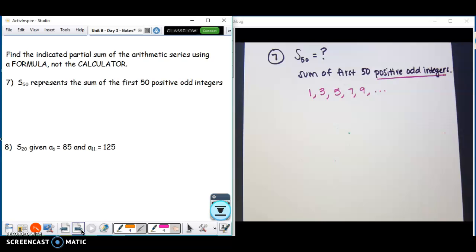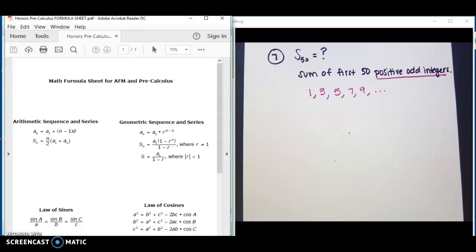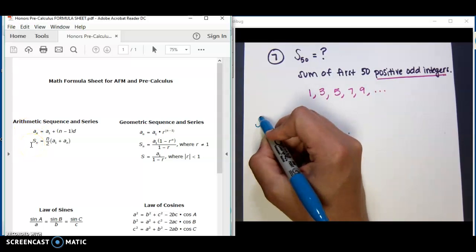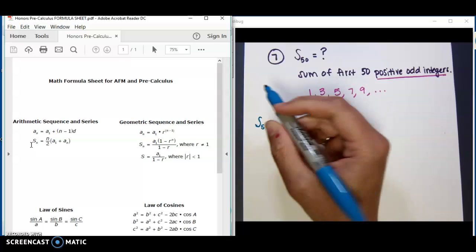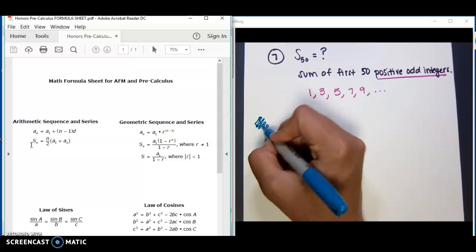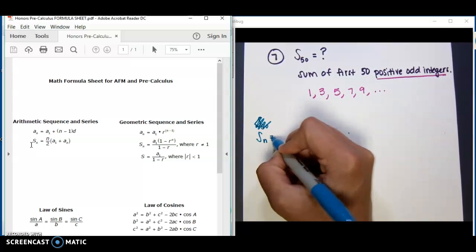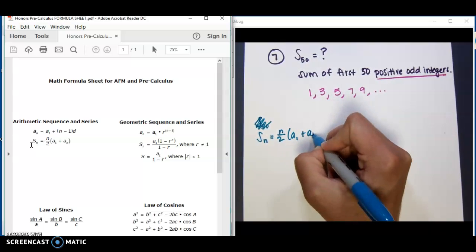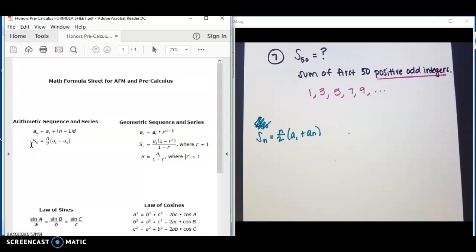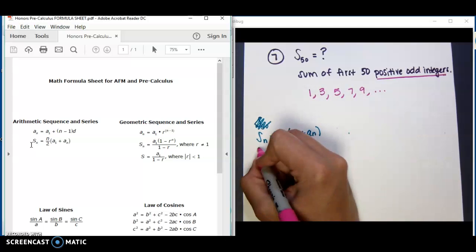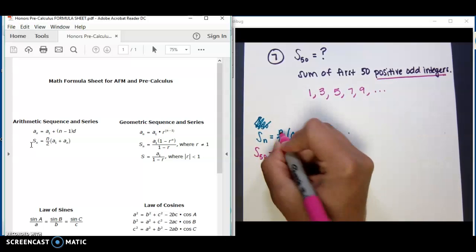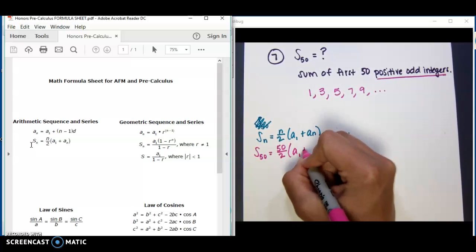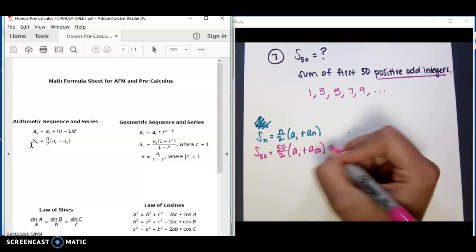So because we're finding the sum, let's go ahead and look at our formula we're going to have to use in the end. So we're going to be using the formula S sub 50. Well, let's just write the general formula first. So S sub n equals n over 2 times a sub 1 plus a sub n. That's the formula that we're going to be using. Now we are working with 50 here, so we're going to be doing S sub 50. n is 50. a sub 1 plus a sub 50. That's what we're going to need.